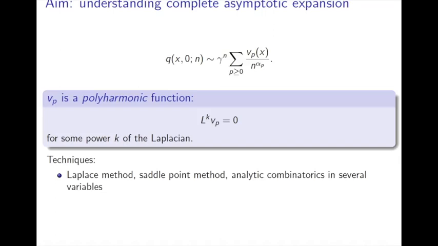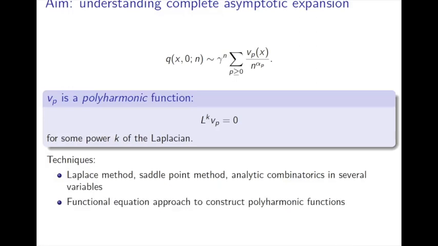A few techniques may be used to obtain such an expansion, for instance, the Laplace method, the saddle point method, or analytic combinatorics in several variables. We'll see an example of such an expansion for the diagonal walk. On the other hand, the functional equation approach has proved to be fruitful when studying random walk problems. We'll see in the sequel an implementation of this method to construct biharmonic functions.